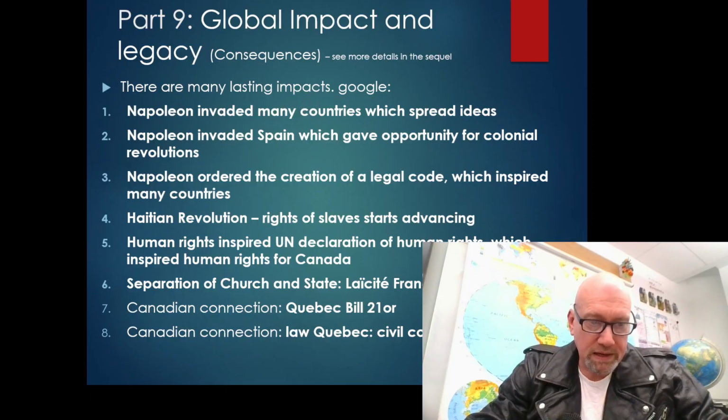Number 5, human rights inspired. So the French Revolution and the documents, the Declaration of the Rights of Man, the Declaration of the Rights of Woman, these documents inspired human rights all over the world. Slowly over time, they inspired certain countries to take certain steps, which eventually inspired the United Nations Declaration on Human Rights, which then later inspired human rights for Canada in the Canadian Charter of Rights and Freedoms, which eventually entered the Canadian Constitution in 1982.